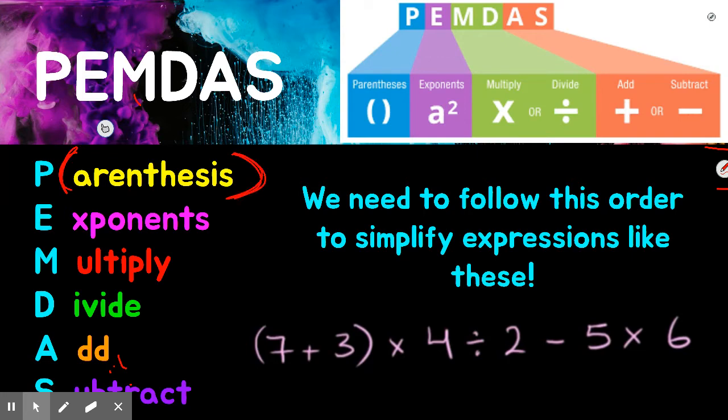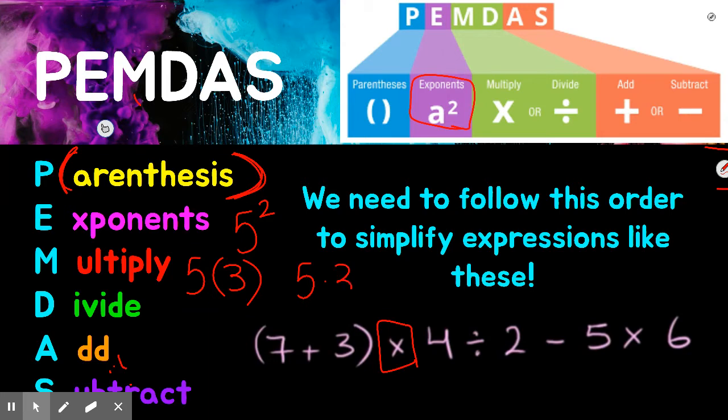And then next, you're going to look for exponents. Now, if you look up here at our diagram, exponents is when we have a number, and then it has a smaller number in the corner of it. So it might look like 5, and then a 2 up top like this. That means 5 to the 2nd power. Okay, so that's exponents. Next, we're looking at multiplication. Multiplication, you're going to see like we have here in our expression, typically represented by x. You also may see it as like 5 and then in parentheses 3, or 5.3, or 5 times 3. Those are all ways that we can show multiplication, okay?